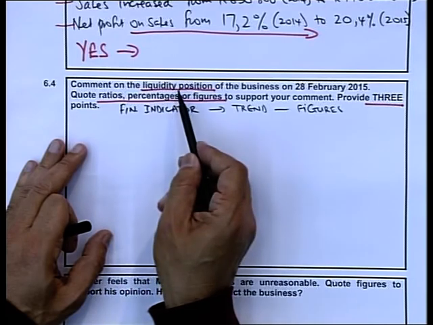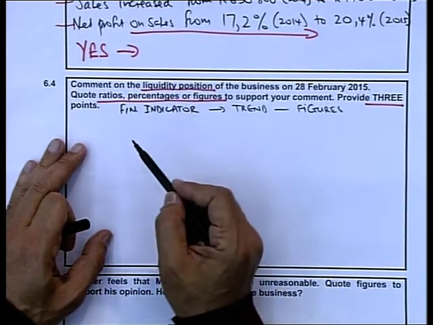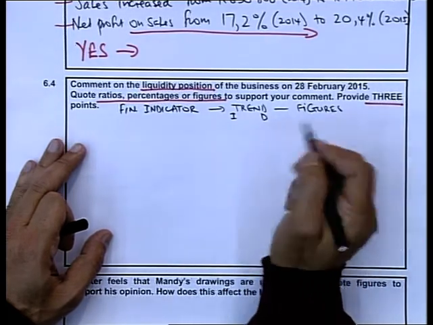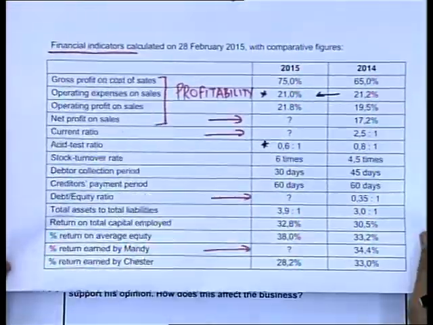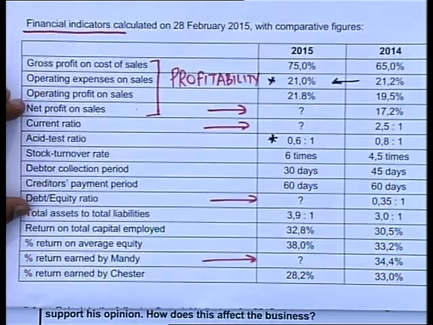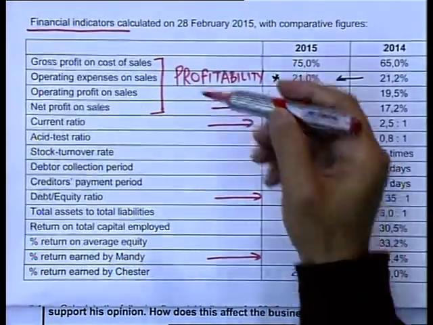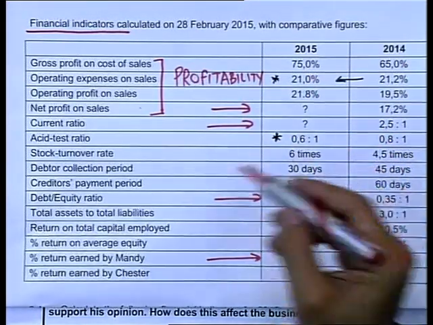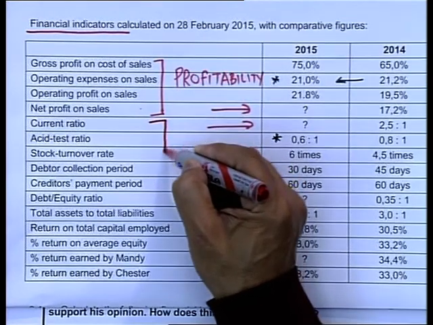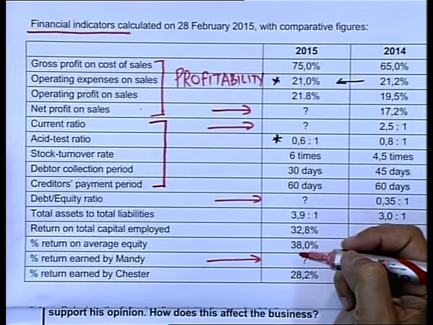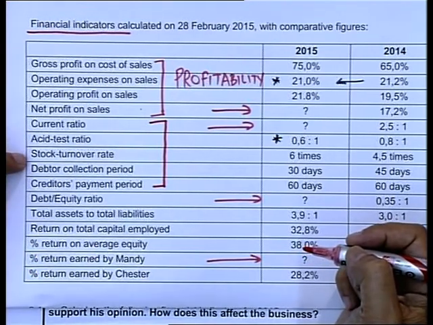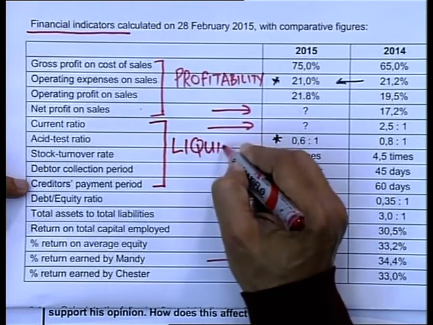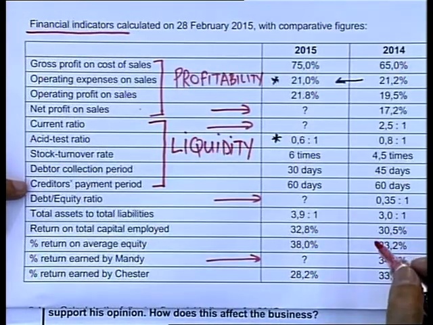So what are we looking for? We're looking for liquidity financial indicators, the trend, it's either the increase or the decrease. Okay? And then the figures will be supplied. So we're back at the financial indicators. So here we are. Righto. Like I said earlier, from gross profit on sales till the net profit on sales, that is to do with the profitability. Okay? Then, from your current ratio, right down until your creditors' payment, so it's the current ratio, the asset test ratio, the stock turnover, the debtors' collection, and the creditors' payment, they all have got to do with liquidity. Okay? And you have to supply the figures.